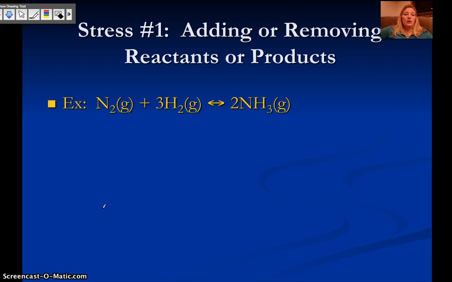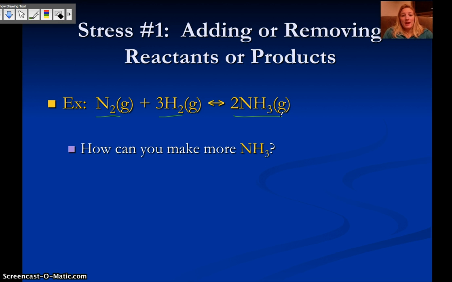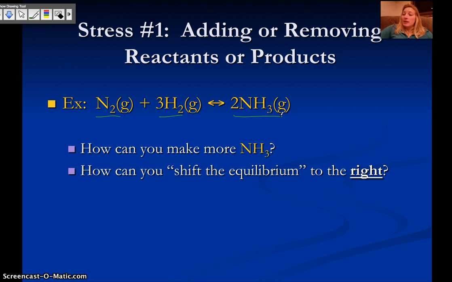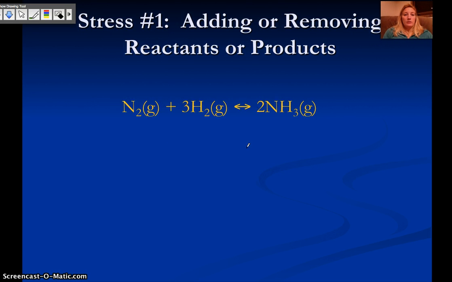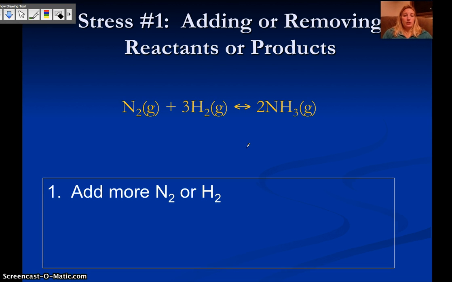So if we look at our Haber process, our N2 gas plus our H2 gas to make our ammonia, we want more ammonia. And so we're sitting here thinking, how do we make more ammonia? So we're essentially asking, how do we shift this equilibrium to the right? So if we look at stress number one, which is adding reactants or removing products, if we add more N2 or H2, add more reactants, that means we're adding more of these.